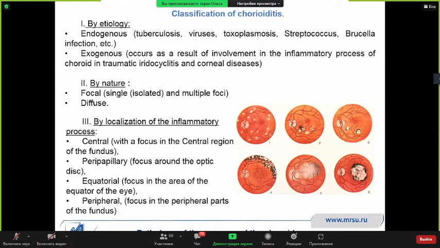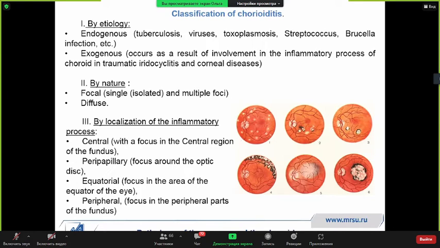Classification is very big and it also depends on etiology, nature, and localization of the inflammatory process. Due to etiology, it can be endogenous and exogenous, the same. By nature, it can be focal and diffuse. Focal, it means that there is little focus or big focus, but one or two foci. Diffuse, it can be process in a very big part of the choroid or chorioretina or in the retina and choroid, and suffer a lot of tissue.